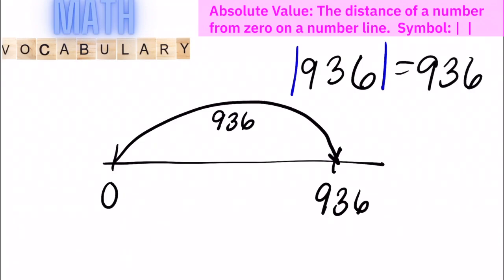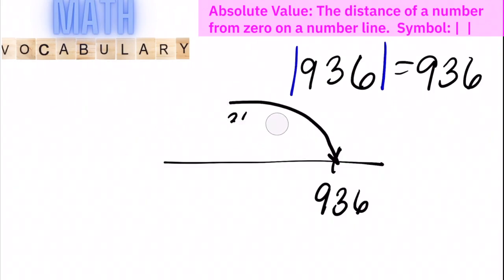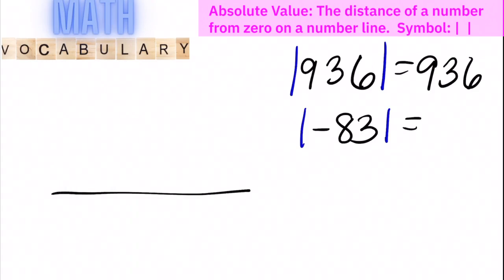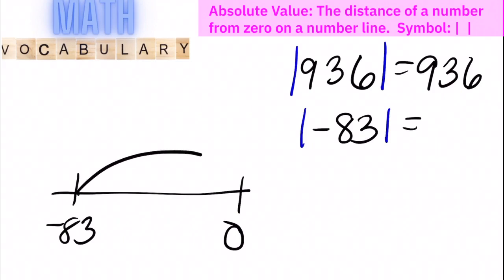If it's a negative number, and we're going to talk a lot about negative numbers in our lesson today, it's the same thing. We still just want to know how far is it from 0. So if I have negative 83, and again, I'm going to put it in these symbols, all I want to know is how far is that number from 0. So in this case, it's to the left. Here's negative 83. I'm still trying to figure out how big that distance is, and you're going to notice it's 83.